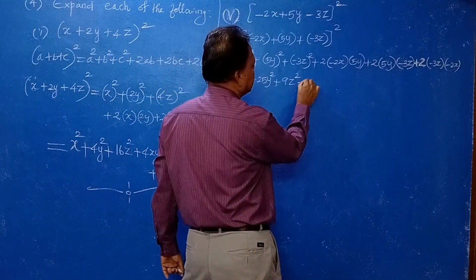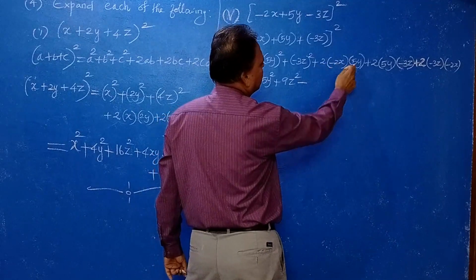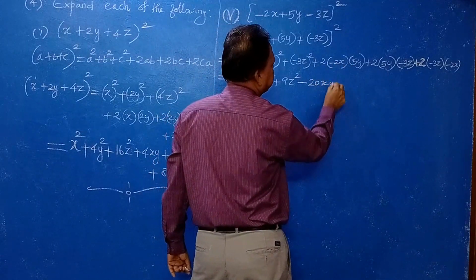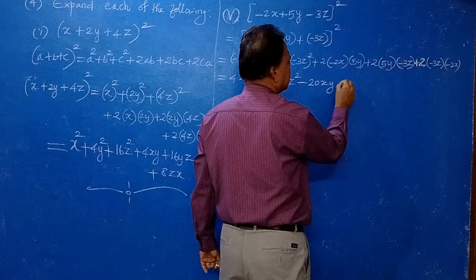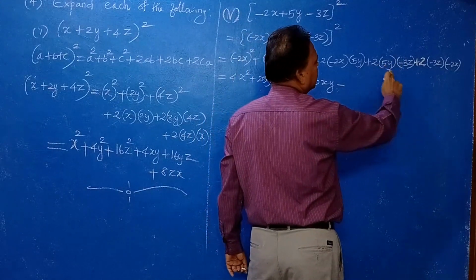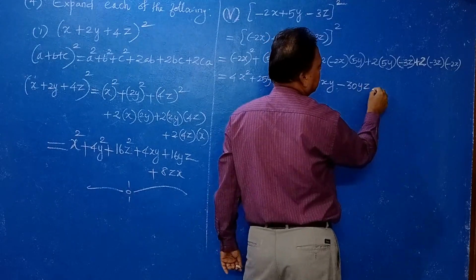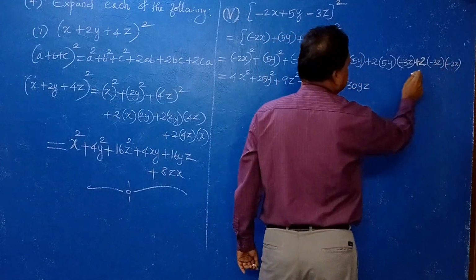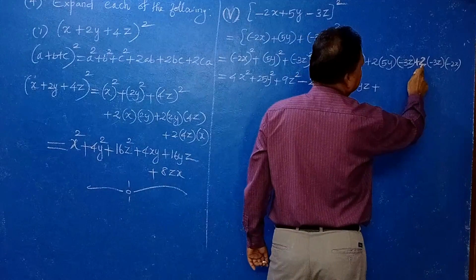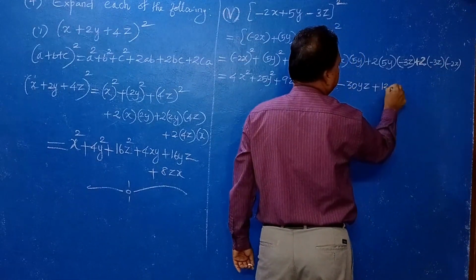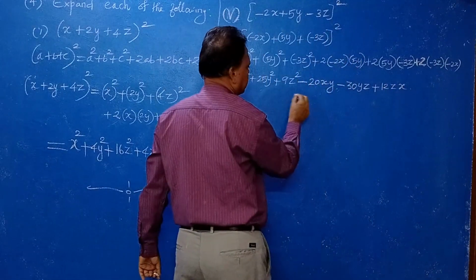Now here first multiply the sign. Plus into minus is minus, then multiply the numbers. 2 into 2 is 4, 4 into 5 is 20xy. Here plus into minus is minus. Here 10, 10 into 3 is 30yz. Here minus into minus is plus. So plus only. 6 into 2 is 12zx. That's all.